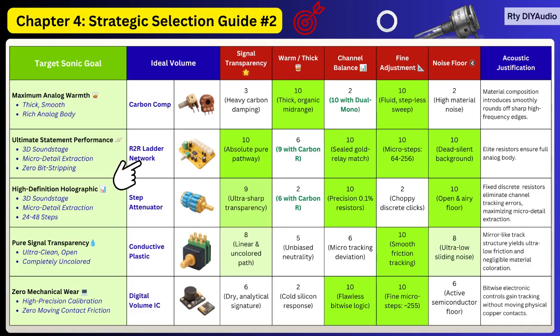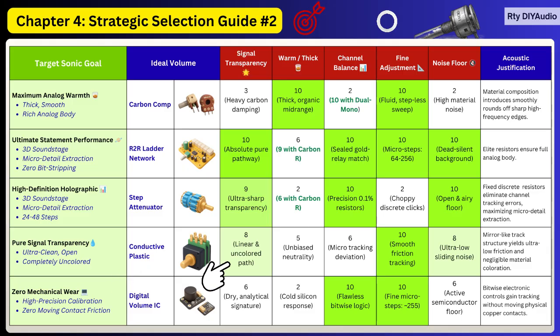The R2R Ladder Network stands at the absolute engineering summit, scoring a definitive 10 across transparency, balance, resolution, and noise floor, while sitting at a native 6 on warmth, which easily skyrockets to a 9 when rolling in boutique carbon resistors. Step attenuators deliver an ultra-sharp score of 9 on transparency, backed by laser-accurate precision resistors, but are mechanically restricted to 24 to 48 choppy steps.